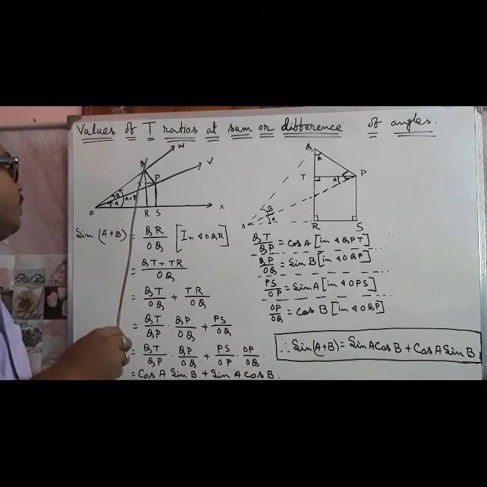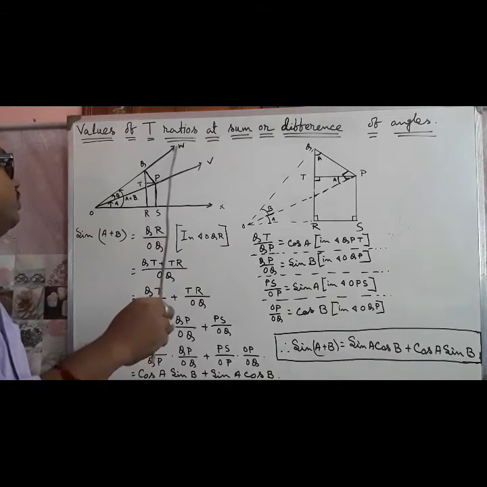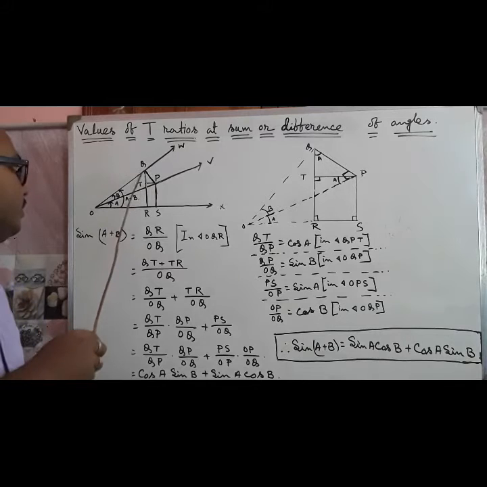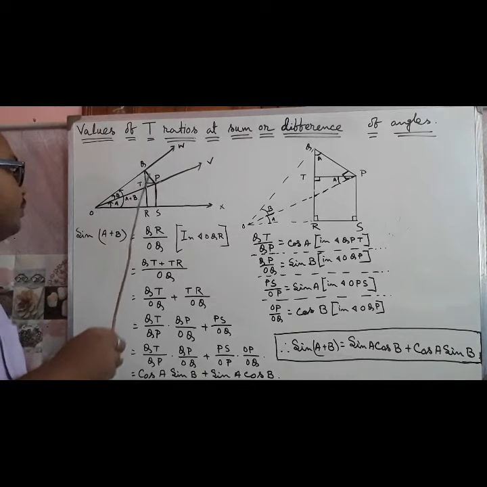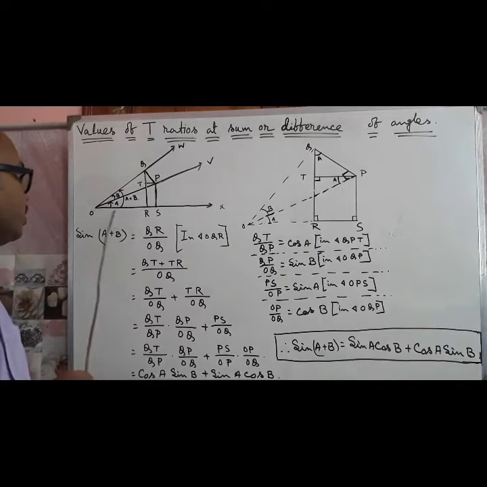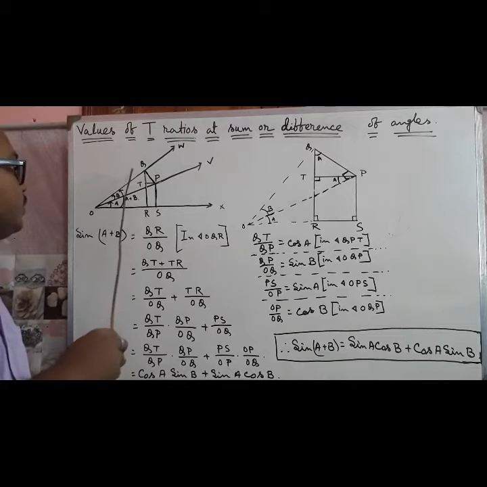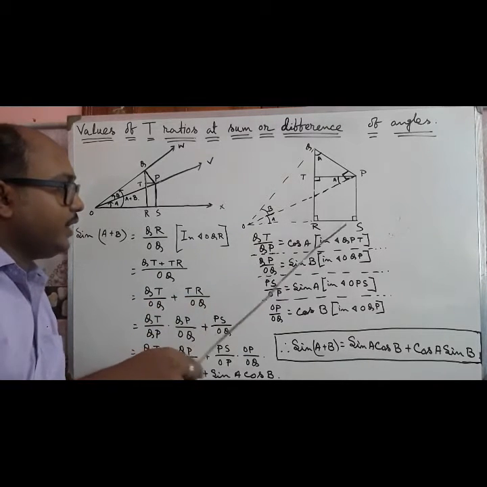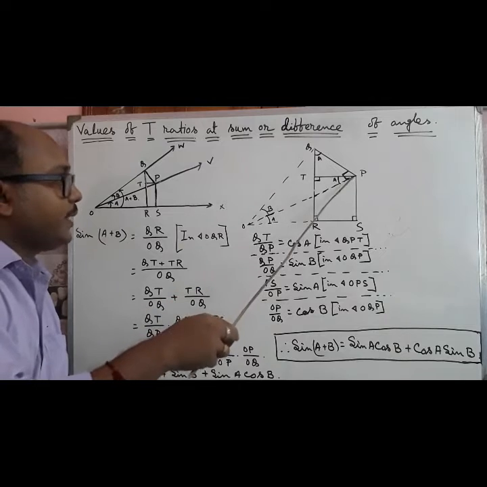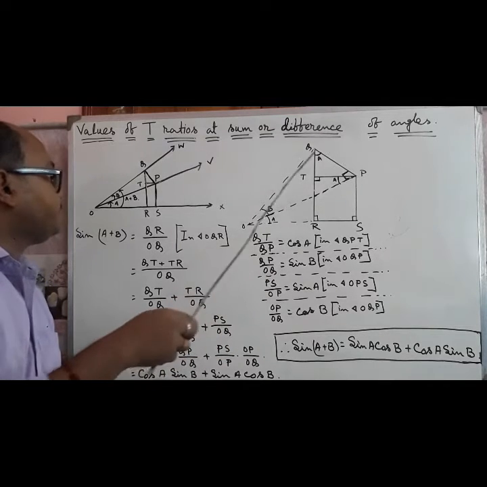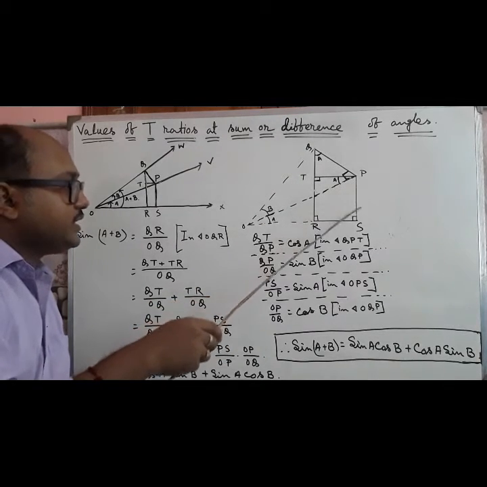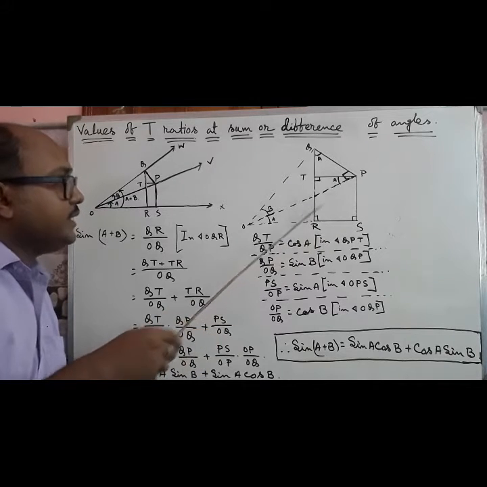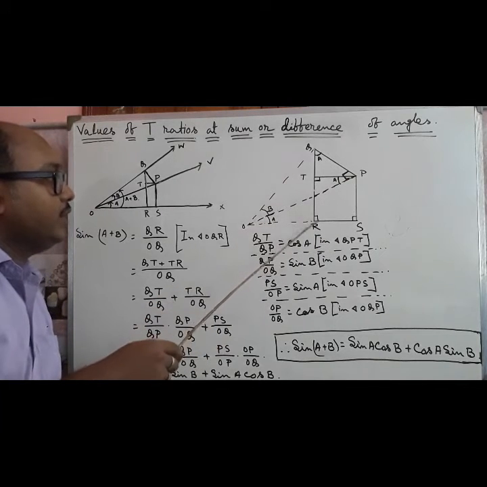We take a point Q on OW, then we draw perpendicular QR on OX, QP on OB, and from the point P, PS on OX and PT on QR. This portion is shown boldly here. You see, QR is perpendicular to RS, QP is perpendicular to OP, PS is perpendicular to RS, and PT is perpendicular to QR.